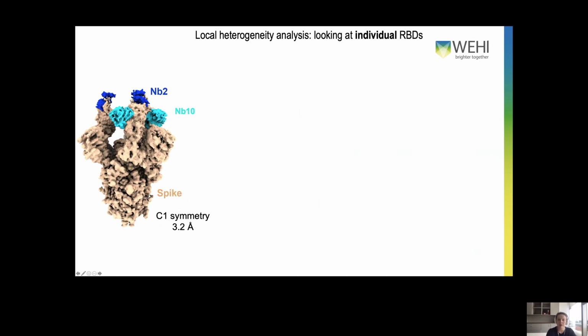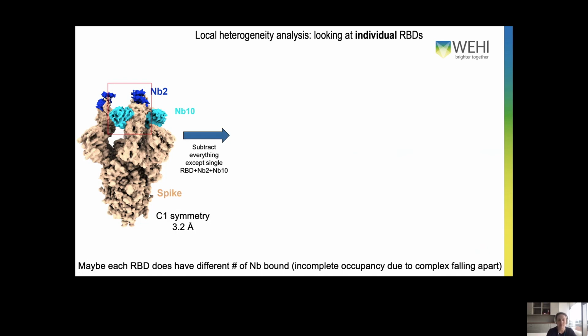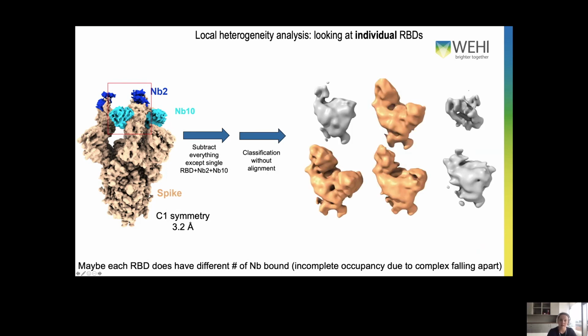So instead of looking at all 3 RBDs of the spike at the same time, we decided to focus on just one of them. So again, we subtracted the density for everything outside of the area of interest. So in this case, it was a single RBD bound to nanobody 2 and 10. And then we classify that, in this case, into 6 classes.